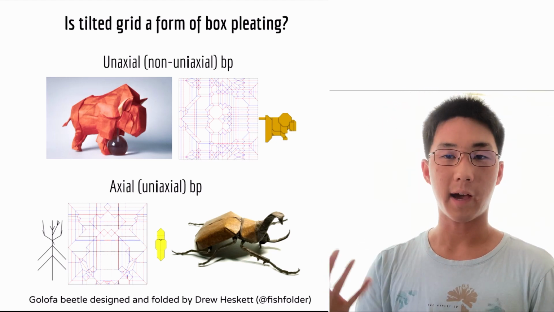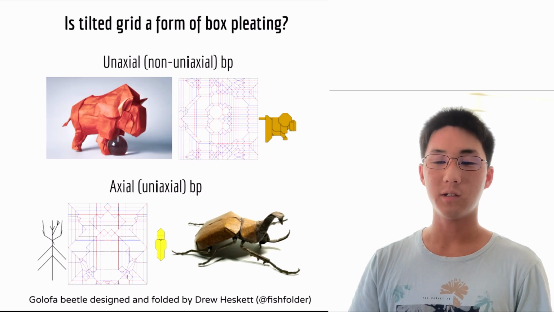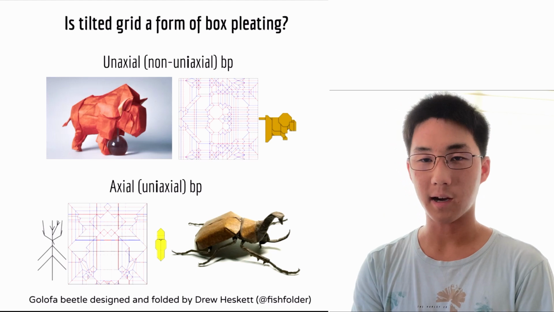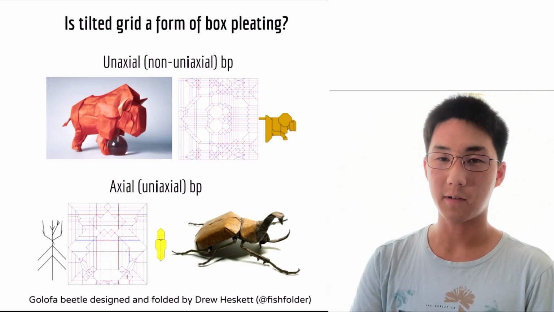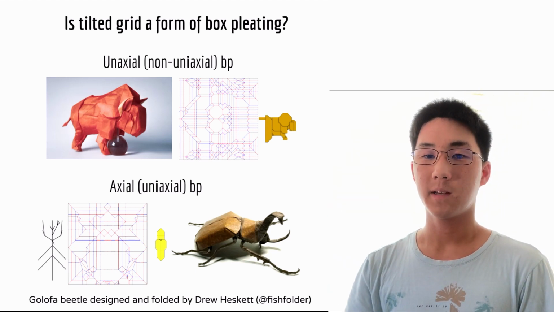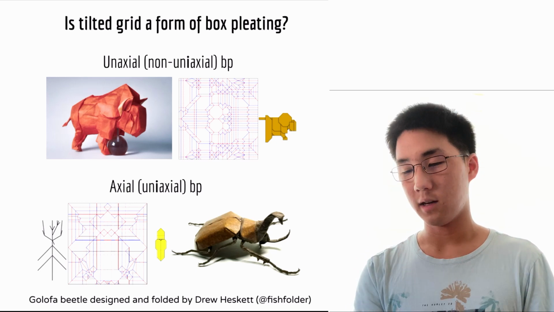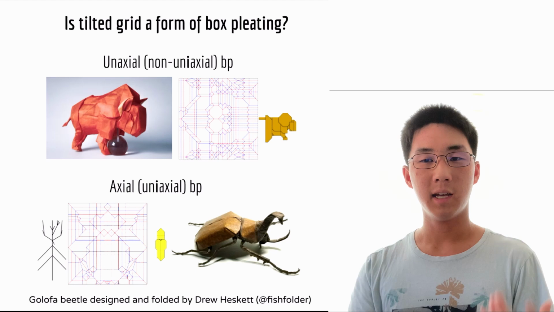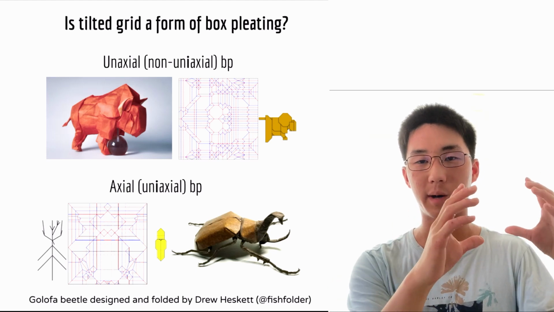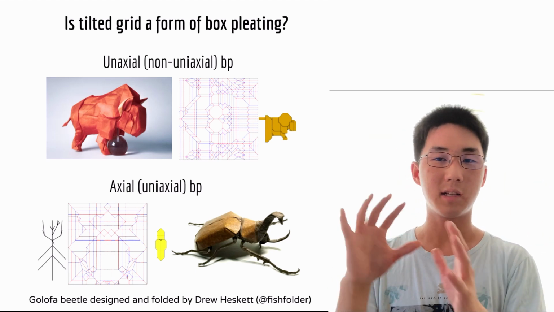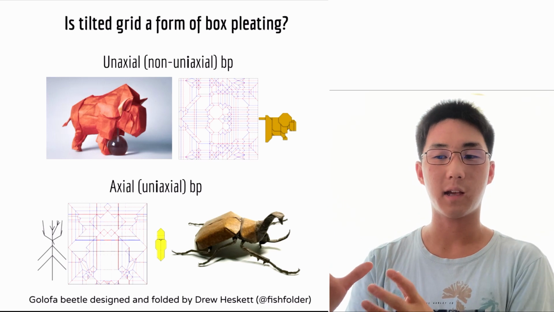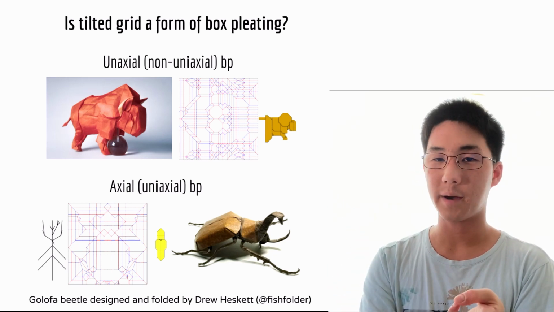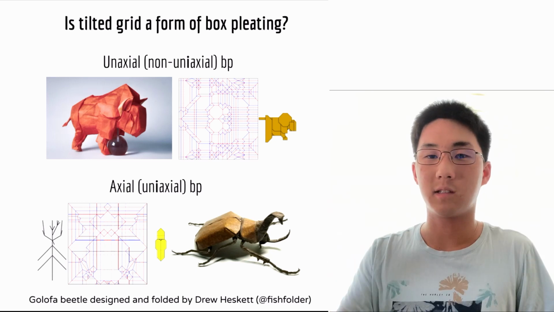A good example of axial box pleating is this Galofa beetle designed by my friend Drew Heskett. So you see how you start with the tree and then you pack it and then you fold it into a stick figure, shape it, and so on. So axial box pleating is one thing. And then we have unaxial box pleating. Unaxial box pleating is basically anything that fits the definition of box pleating, like it lies on a grid, but it doesn't fit the definition of axial box pleating. So there's no tree, there's no packing, there's no rivers, there's no flaps, it just lies on a grid and does its own thing, right?